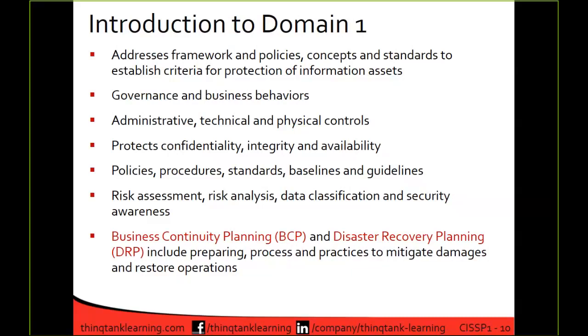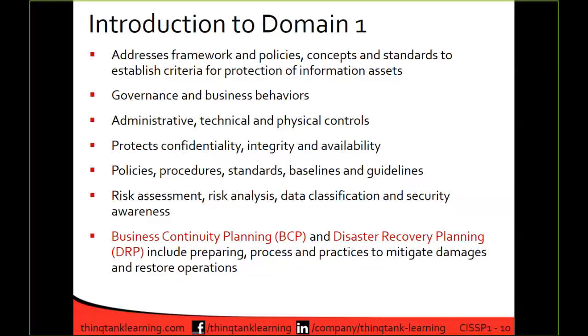Governance and business behaviors, right? As an information assurance professional, it's very important that you understand these frameworks and you understand what drives the need for information assurance, governance, and policy. So we're going to spend some time talking about that in this domain.